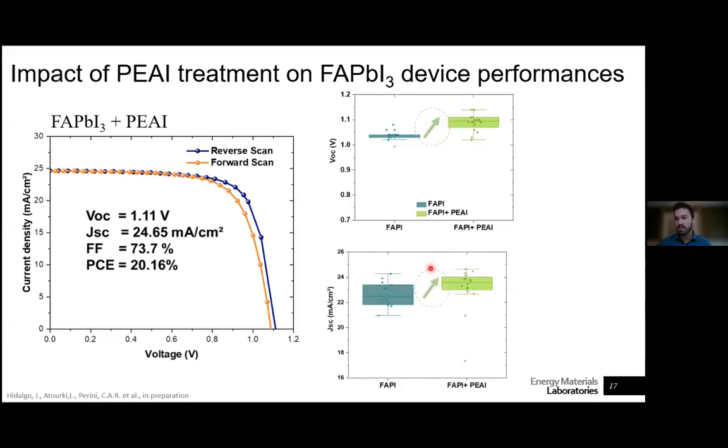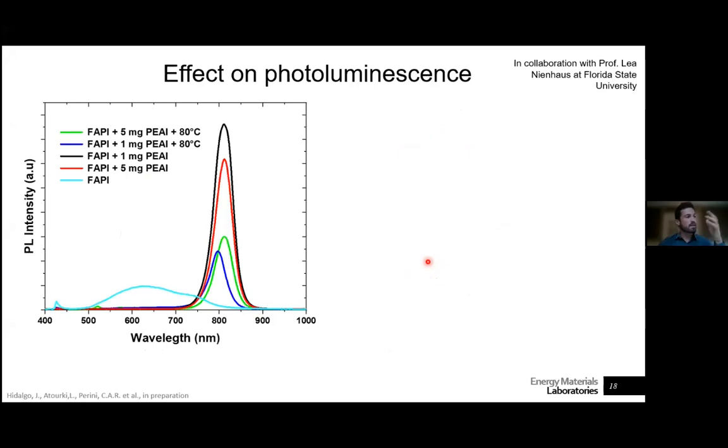And this might be a bit counterintuitive because we're expecting to put an extra layer at the interface, which might reduce the efficacy of charge collection. So to understand this enhancement, we can take a step back and start by looking at photoluminescence in these layers.